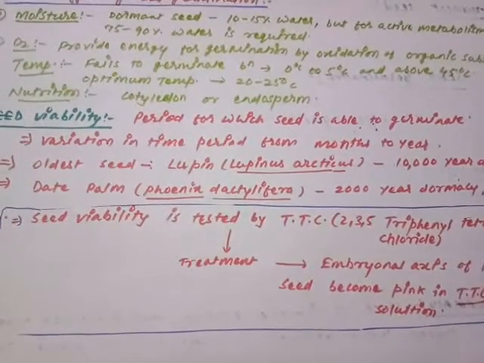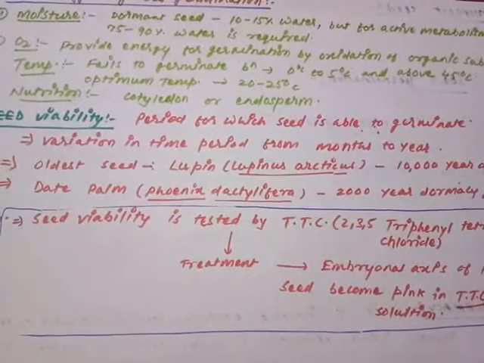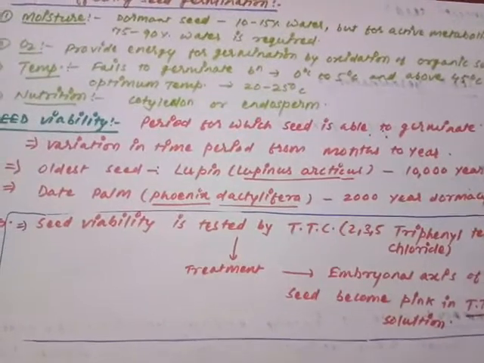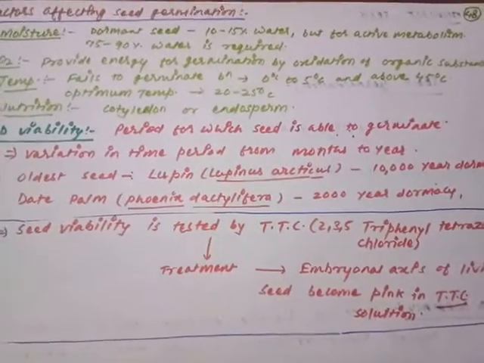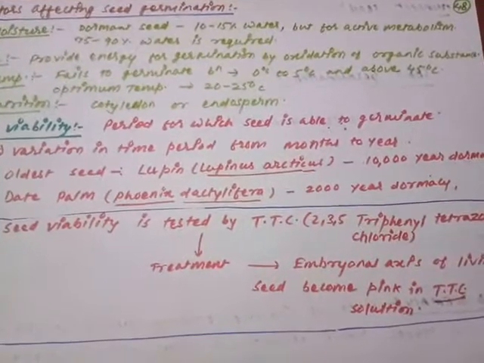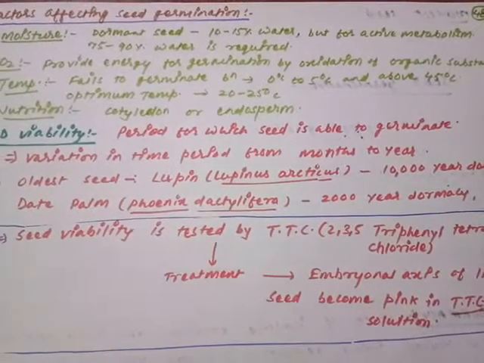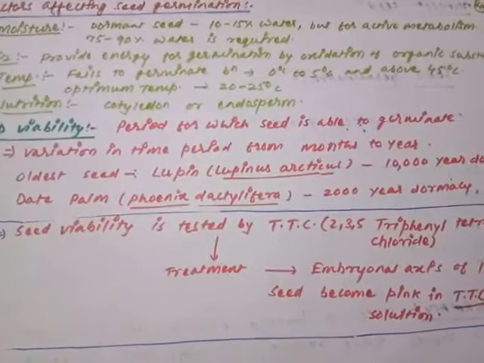That is why at 0 to 5 degrees centigrade most of the seeds are not able to germinate, and enzymes get denatured over 45 degrees centigrade. So the enzymes are not able to perform their activities, and the seeds are not able to germinate over 45 degrees centigrade.